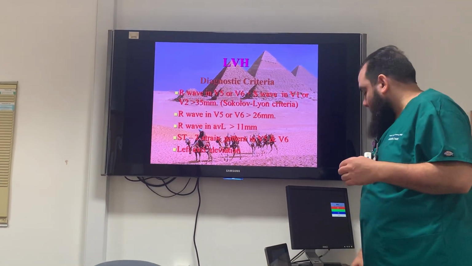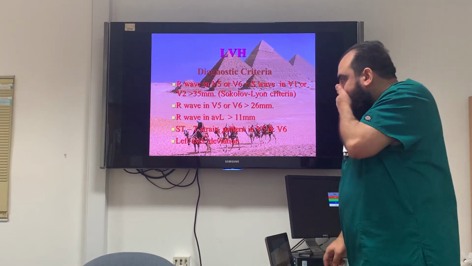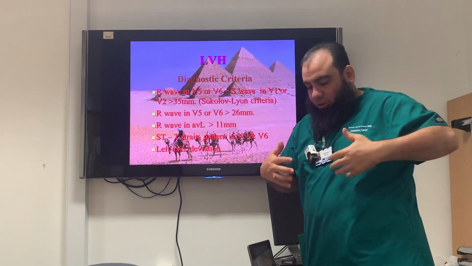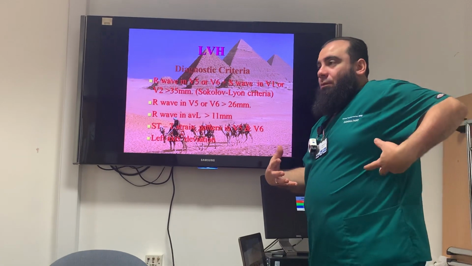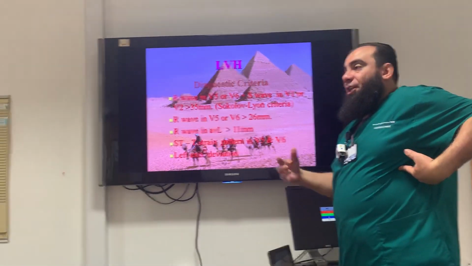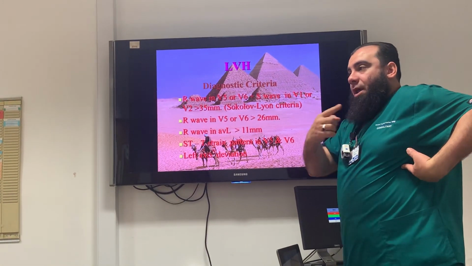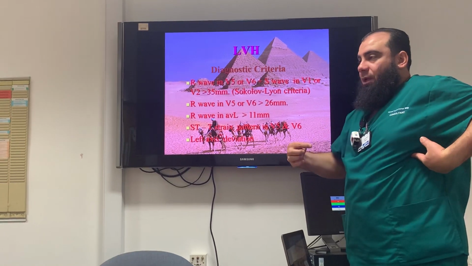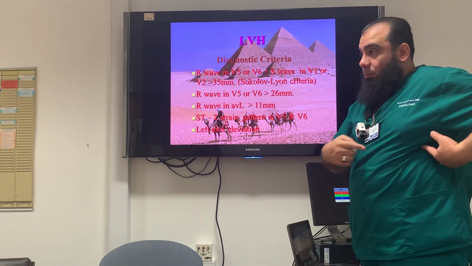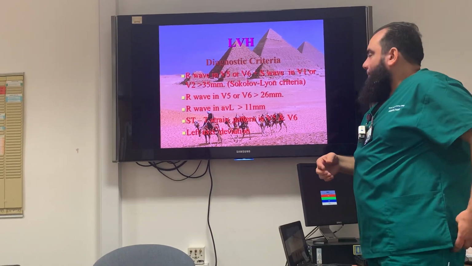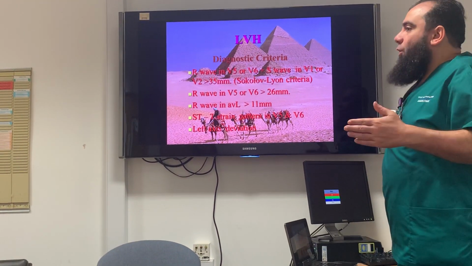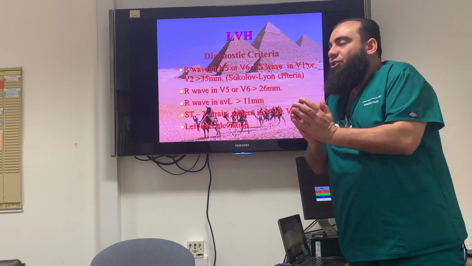Left ventricle now. Which leads look at the left ventricle? V5, V6, lead 1, and aVL. They usually represent the left ventricle mostly. Okay. And then what do you expect if you have hypertrophy in that chamber?